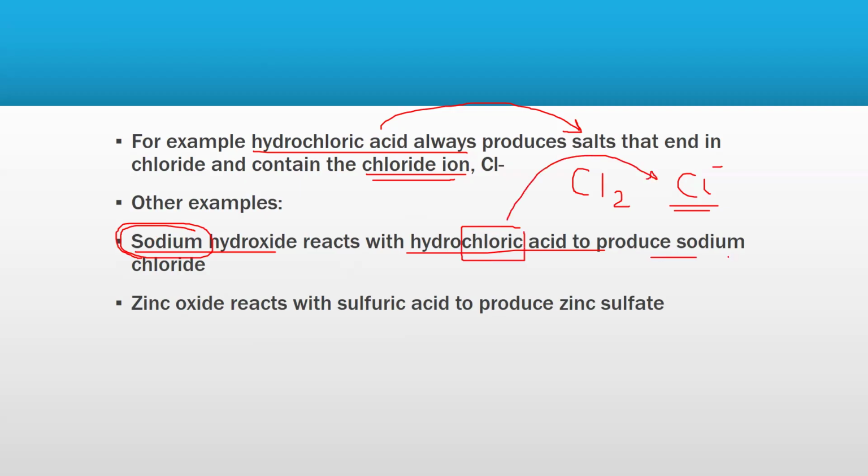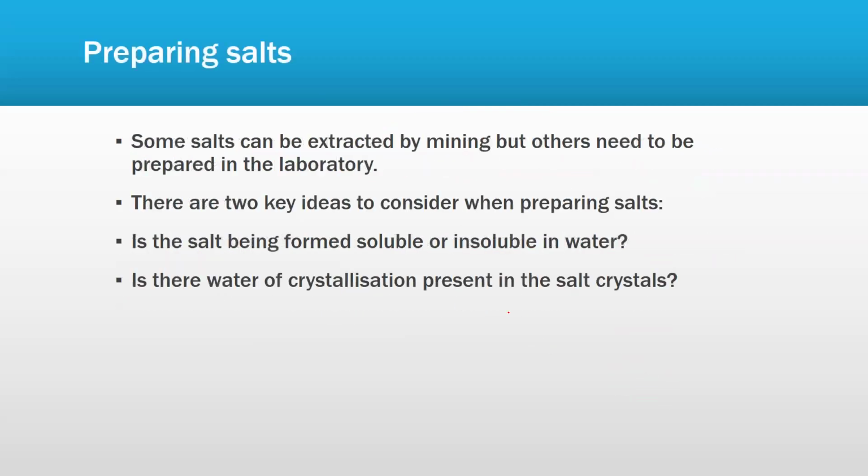तो क्या नाम हो जाएगा? Sodium chloride. For example, zinc oxide reacts with sulfuric acid to produce zinc, and sulfuric से क्या निकलेगा? Sulfate. Zinc sulfate would be the salt produced. Got it? Yes. Some salts can be extracted by mining, but others need to be prepared in the laboratory.